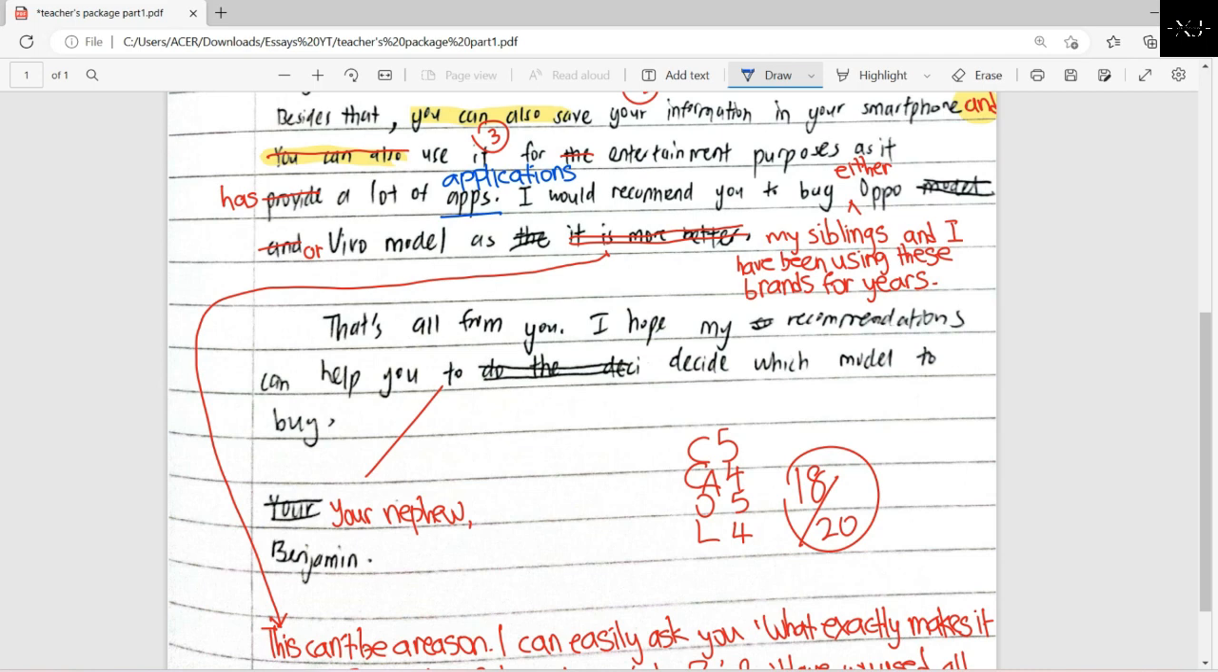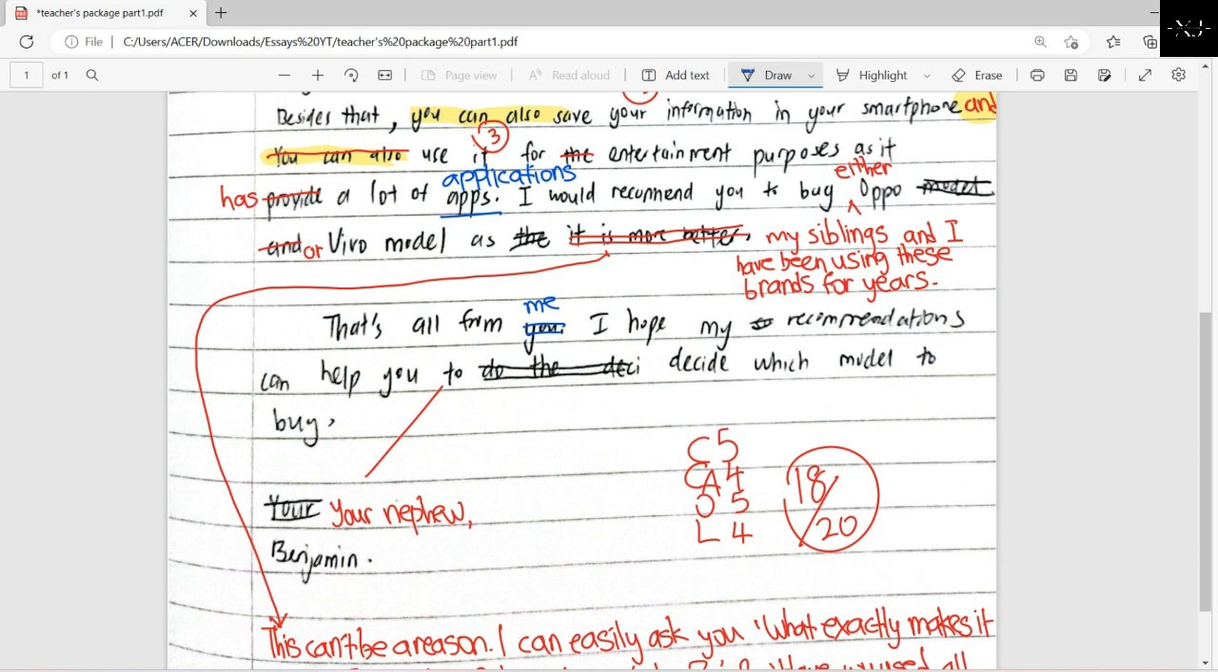Okay, so of course we have our usual ending. That's all from me. Okay, I hope my recommendations can help you to decide which model to buy. Okay, so here basically wish the person well, and then just do our conclusion.